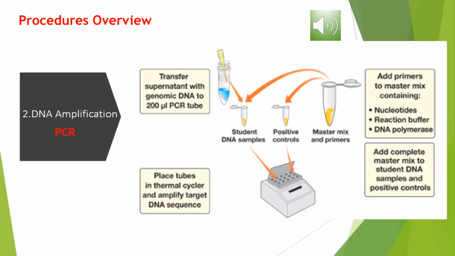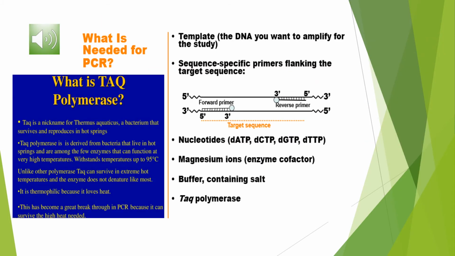The DNA, the master mix, and the positive controls are put into the thermal cycler to amplify the DNA target sequence. PCR amplifies our DNA, and this slide shows what is needed for PCR. Taq is a nickname for a bacterium that survives and reproduces in hot springs. Taq polymerase can survive extreme hot temperatures, and this enzyme does not denature like most other enzymes.